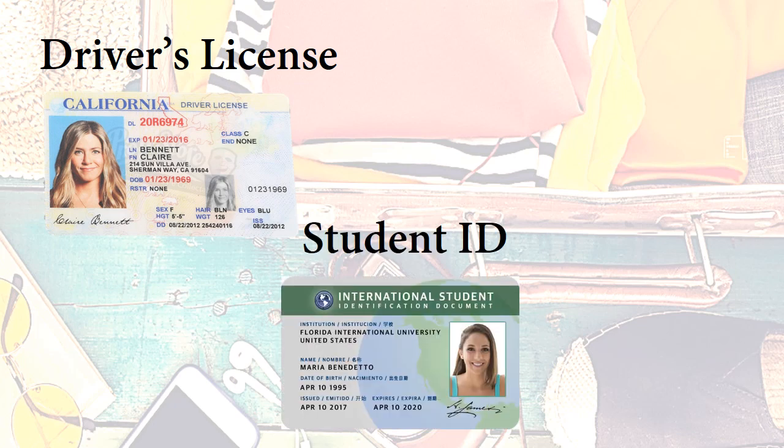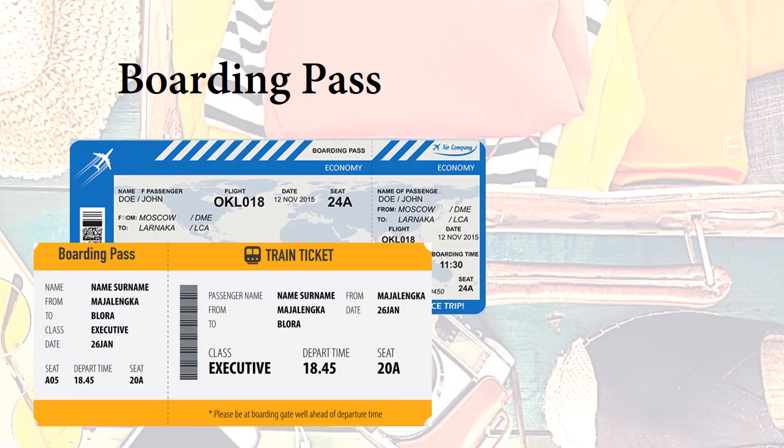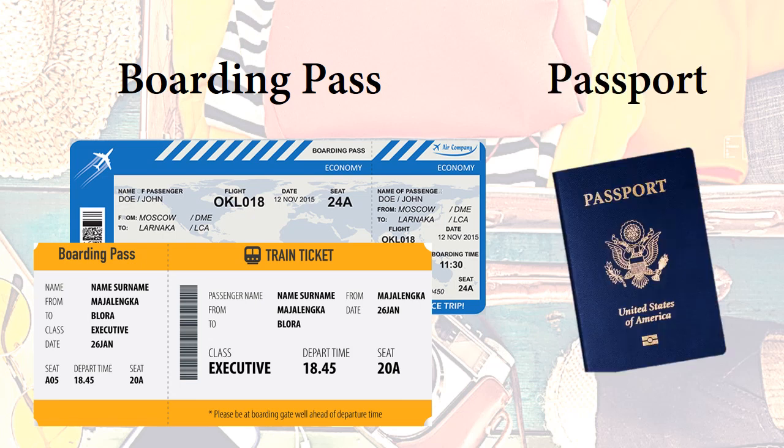Student ID, a card certifying that you are a student. ID card, an official identity card that gives information about you. Boarding pass, a card that a passenger must have. Passport, an official document that allows you to travel to foreign countries.